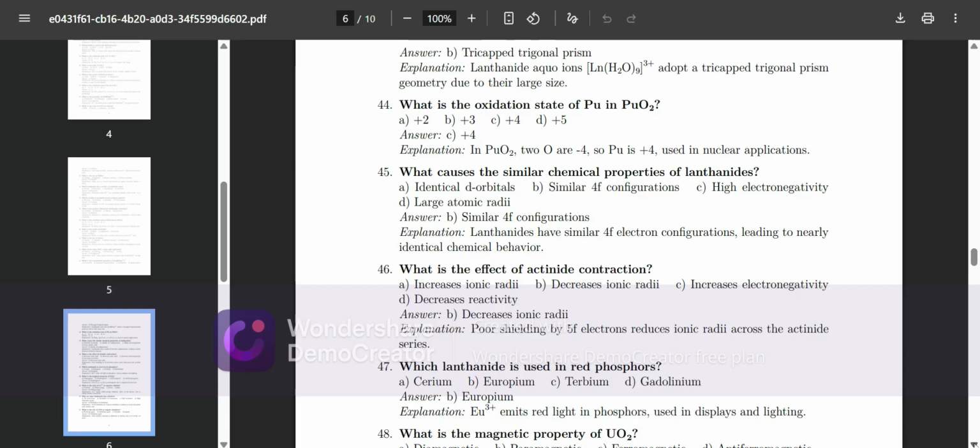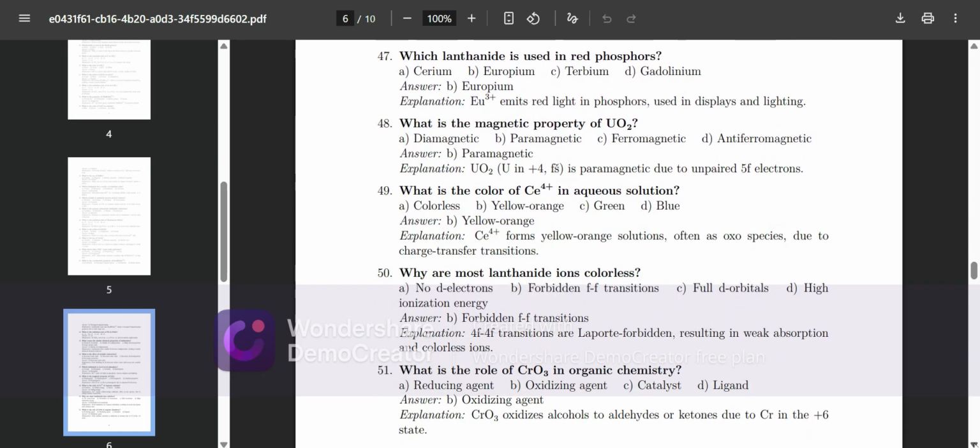What causes the similar chemical properties of lanthanides? Similar 4f configuration. Lanthanides have a similar 4f configuration leading to nearly identical chemical behavior. What is the effect of actinide contraction? It decreases ionic radii. Poor shielding by 5f electrons reduces ionic radii across the actinide series.